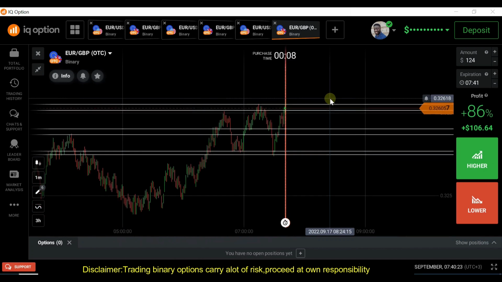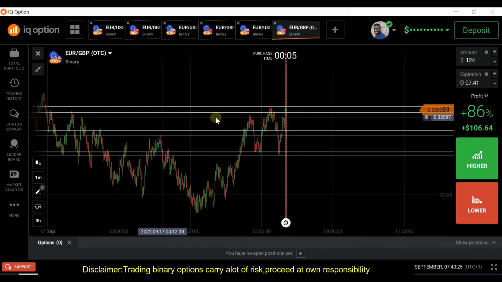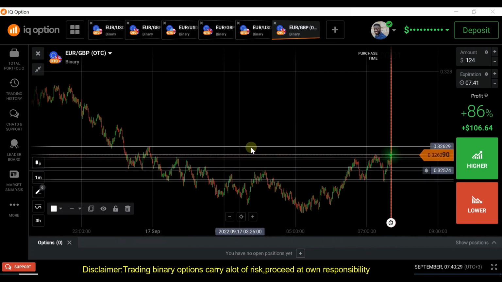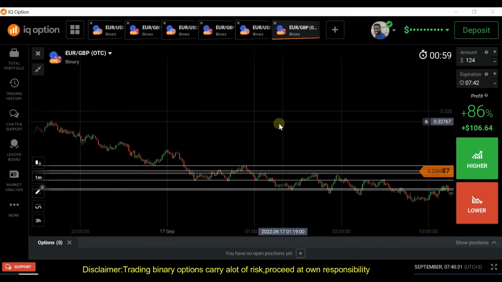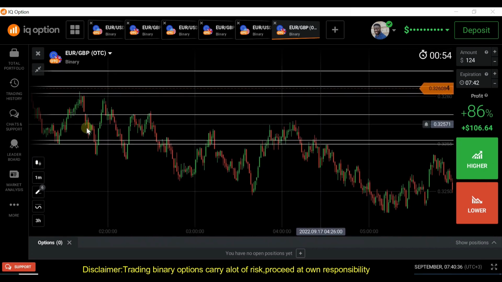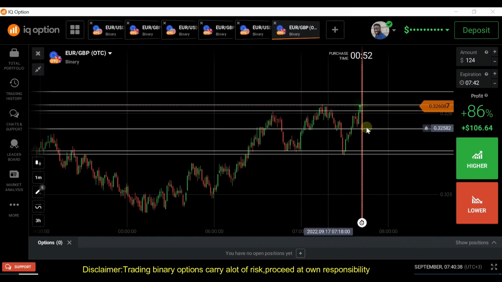And if you do break the level, I'll take my trade with the call option targeting this area, because from this area you can see it acted as a support. It was broken, it acted as a resistance. So that will be our next level to watch.